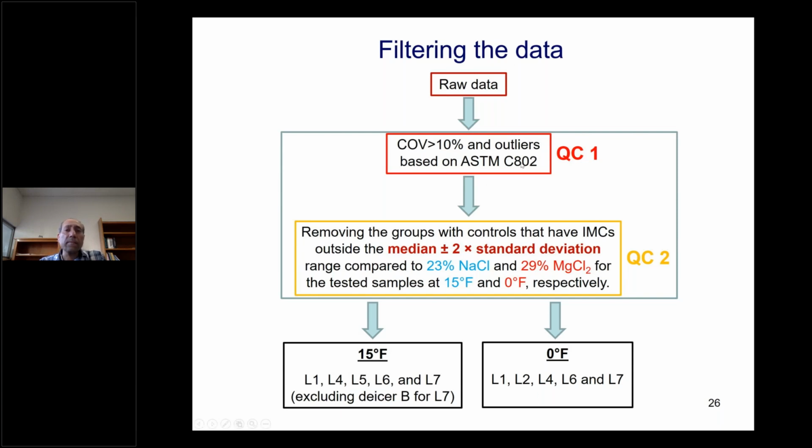And then in the next step, we removed outliers based on ASTM C802. This is quality control step 1. Then quality control step 2. This one, step 2, was somewhat innovative. We actually made this standard in our group.